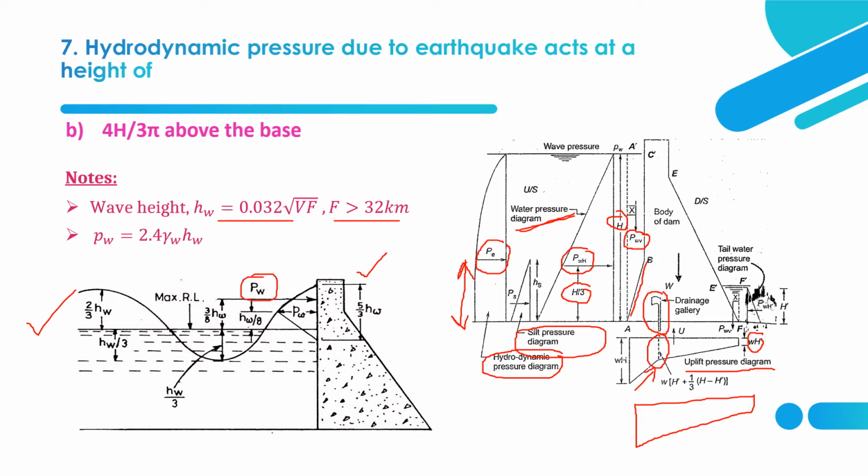The pressure force acts at 3 by 8 of Hw from the water surface, and the pressure, that is small pw, acts at Hw by 8 from the water surface, and that value is given as 2.4 gamma w Hw. This is the pressure and this is the pressure force. Pressure force is nothing but 19.62 Hw square. So these are some points regarding analysis of gravity dam. Now we shall also see the elementary profile of the gravity dam.